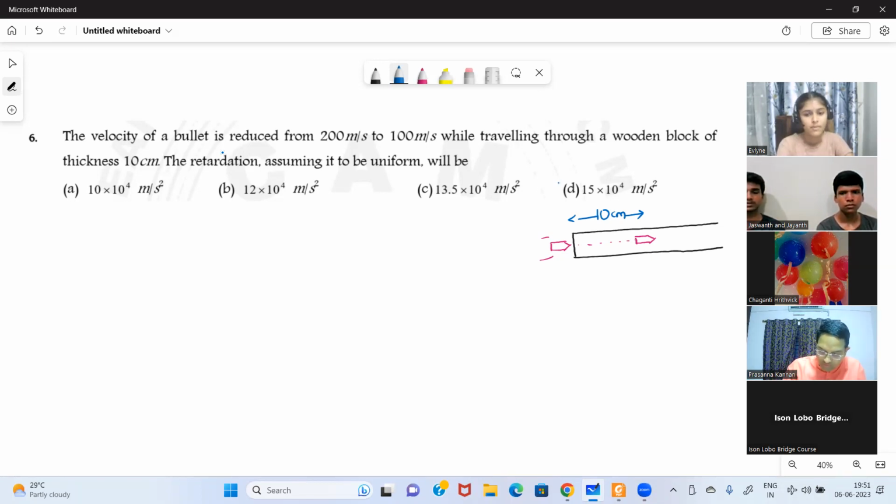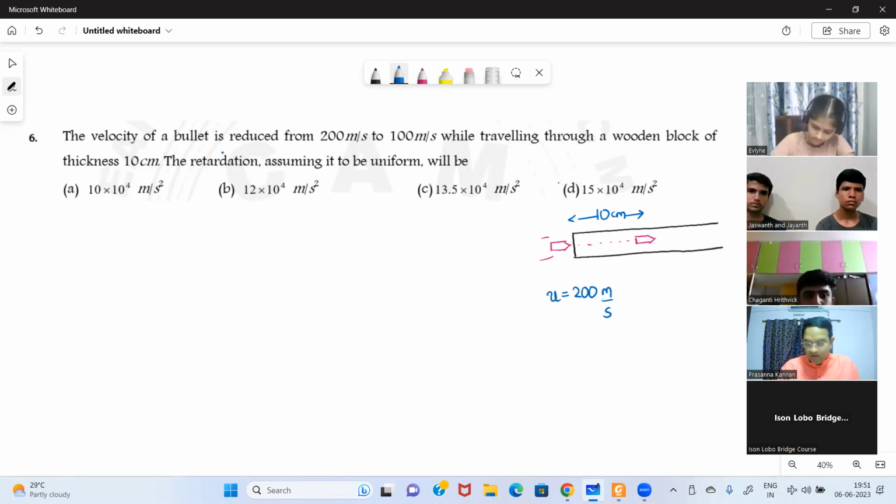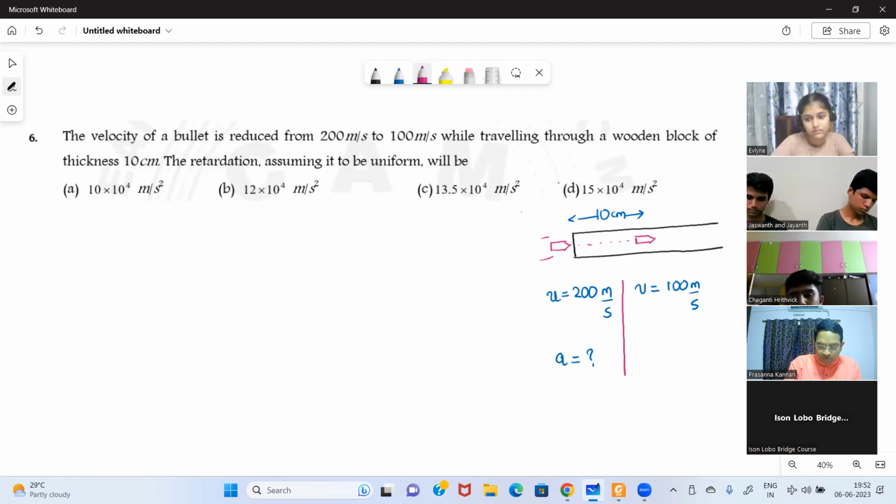So what is the initial velocity with which it's entering the wood? That's 200 meter per second. And what's the final velocity? 100 meter per second. And what is the distance covered during this period? 10 centimeters, right? And what is the time taken? Oh, we don't know that, right? And we may not require it. We are interested in finding the acceleration. Or it's not a positive acceleration, it's a retardation. It reduces the velocity. So what formula can we use here?